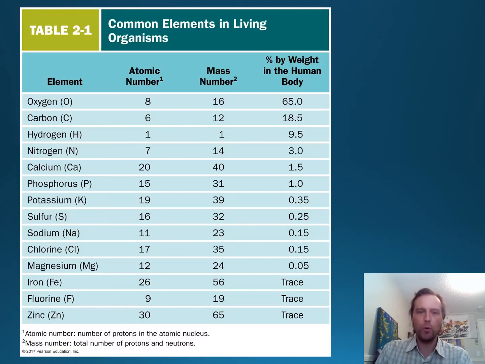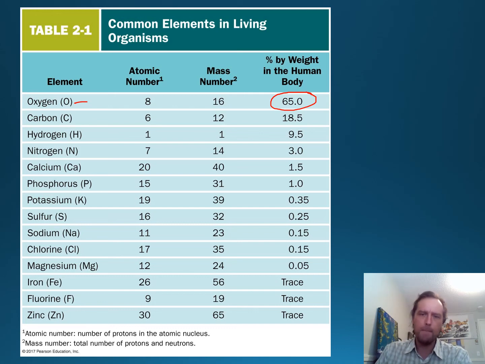Next, table 2.1, common elements in living organisms. Really, just the first 4 are we going to talk about. Really, maybe more like the first 3. So oxygen is the most common, at least by percent weight. So we can see over here 65% weight in the human body.